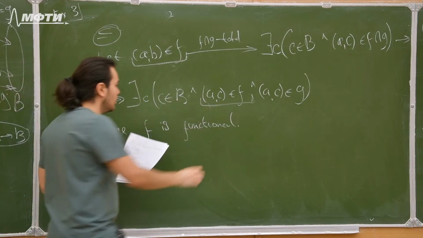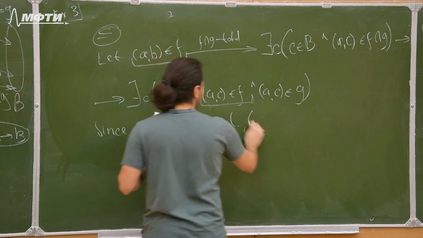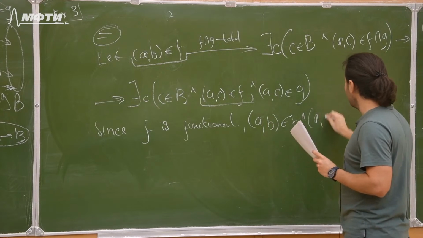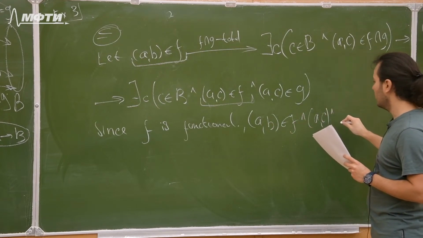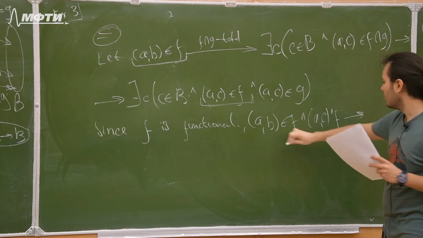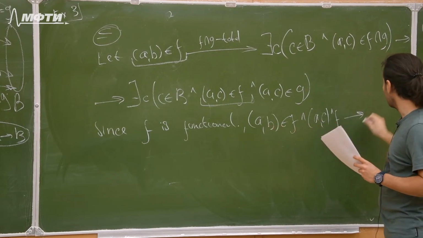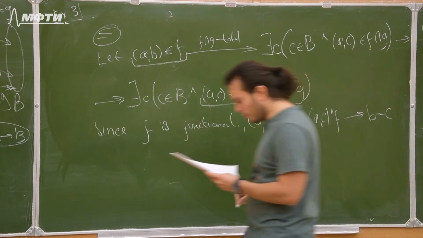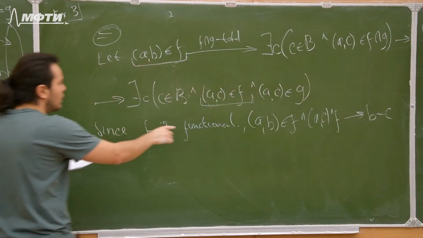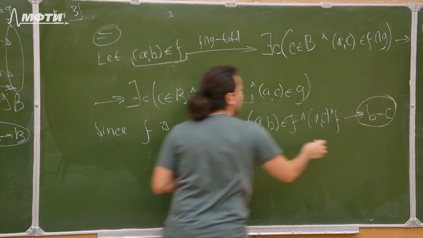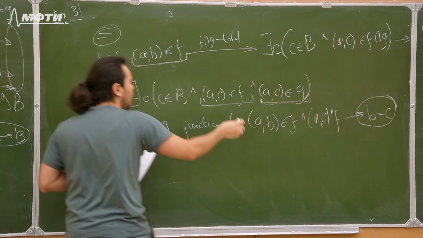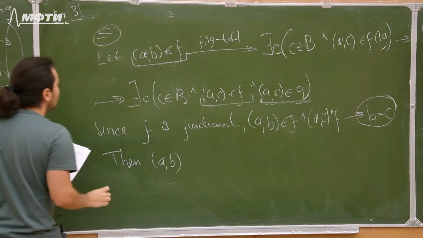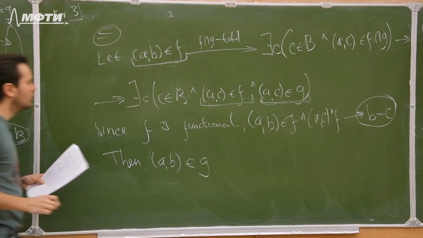What does it mean? Let me write that here. AB is an element of F and AC is an element of F. It means that B is equal to C, right? And from here, since B is equal to C, and we have this thing here, we can write then AB is an element of G, right?